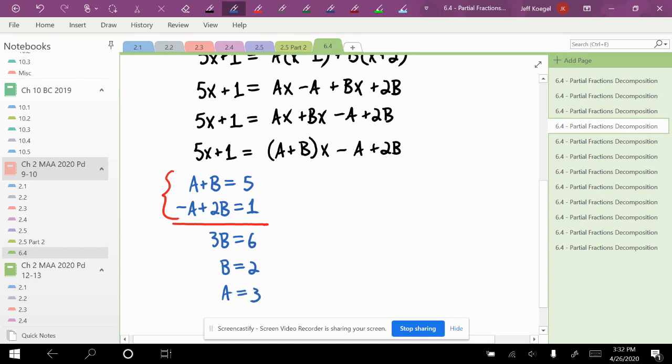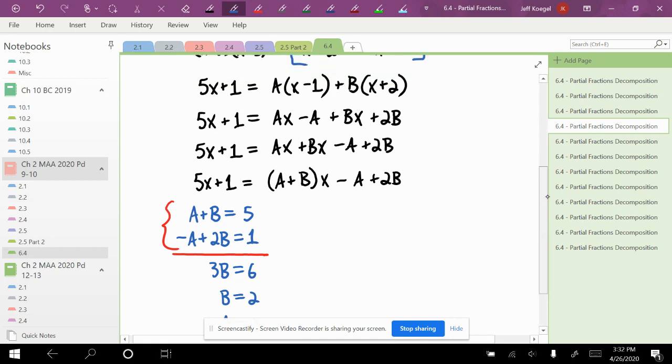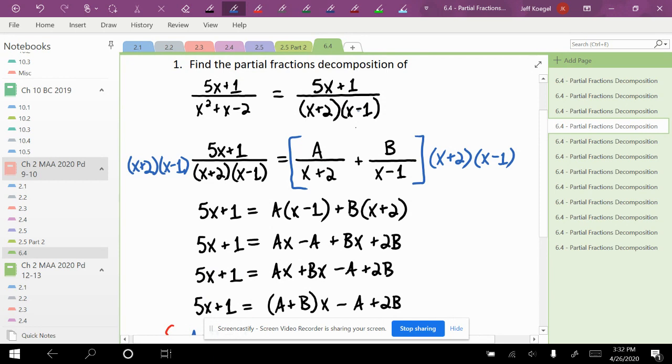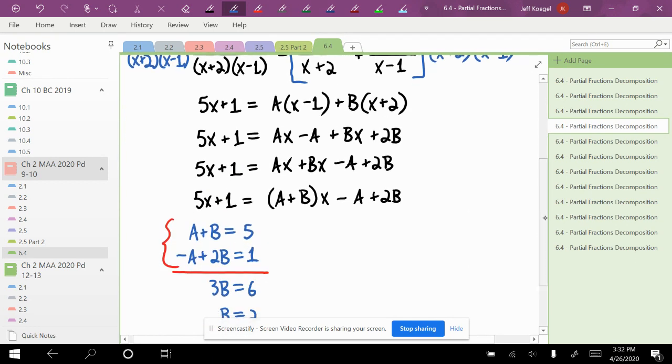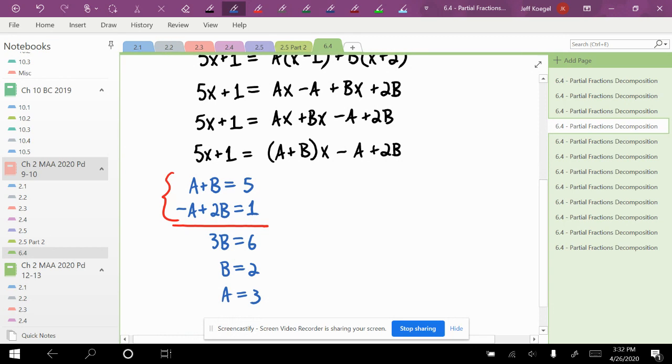Now we don't box these answers up. They're not the answer to the problem. I got A is 3 and B is 2. If you had written these factors in a different order, x minus 1 times x plus 2, my A value would have been your B value and vice versa.